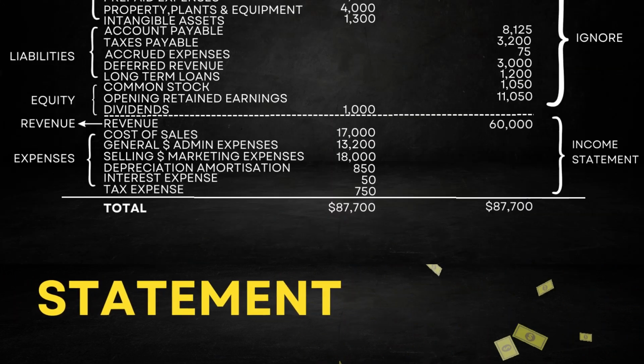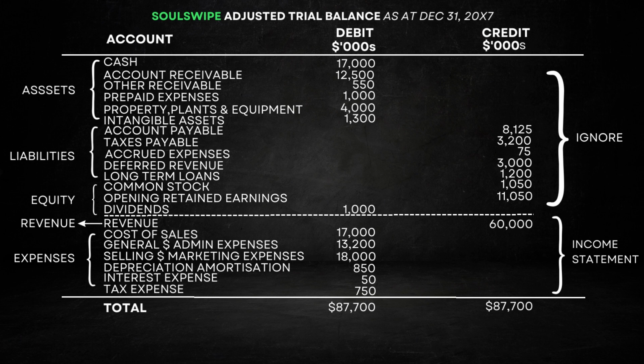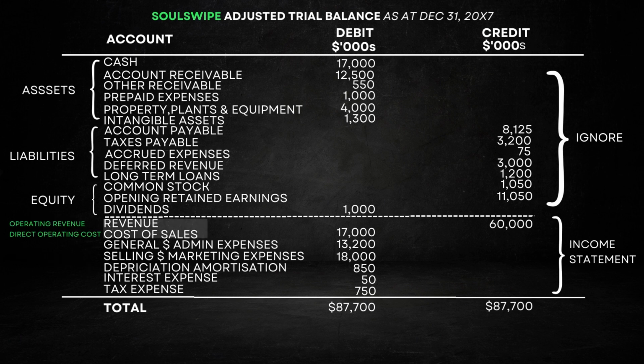We'll again refer to SoulSwipe's adjusted trial balance. The key is to categorize their expenses. The cost of sales represents a direct operating cost. General, administrative, selling, marketing, depreciation, and amortization expenses are classified as indirect operating costs. Finally, interest and tax expenses fall under indirect non-operating costs. It's important to note that if depreciation and amortization expenses are not related to operational assets, they would be considered indirect non-operating costs. However, for this video, we assume they are used in operations.